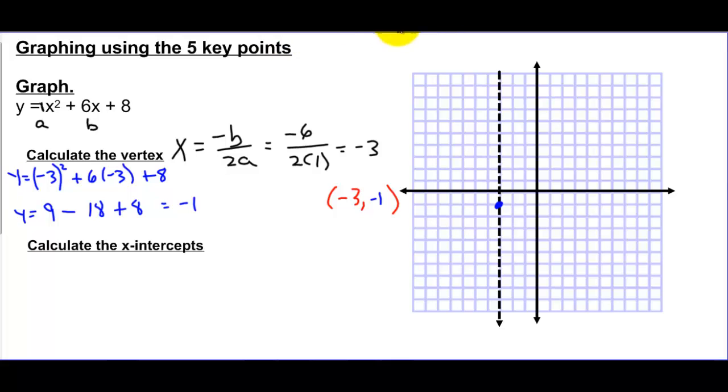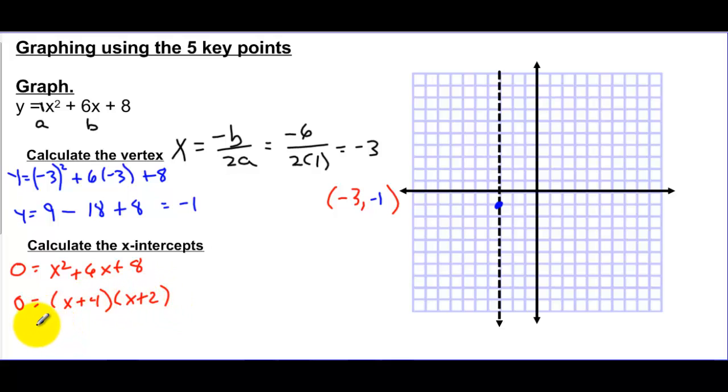Right, so for my x-intercept, let's put a 0 in the y spot, and I'm going to say x squared plus 6x plus 8. I now have to factor and solve and see if I can find those x-intercepts using that. Well, it looks like I can. I can say this is the same as 2 times 4. This is the same as 2 plus 4. So this becomes x plus 4 and x plus 2.